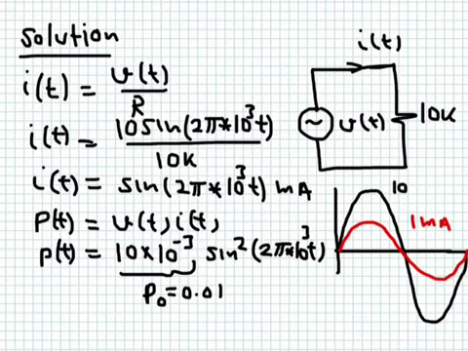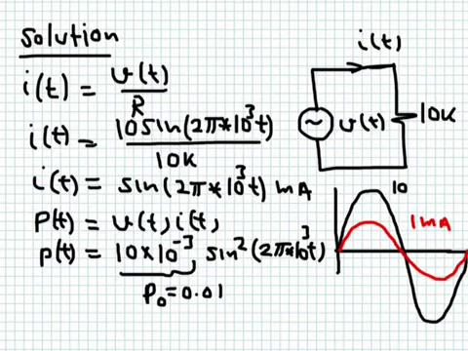If you want to plot this with time, this is how the voltage looks with time. It's sinusoidal, repeating itself, and its amplitude is 10 volts. The current is also sinusoidal and repeating itself, but the amplitude is equal to 1 milliampere. So you can see it's a linear resistor. They go to zero together, they become maximum together, they become minimum together.